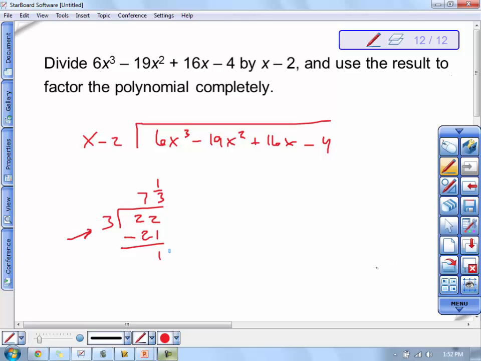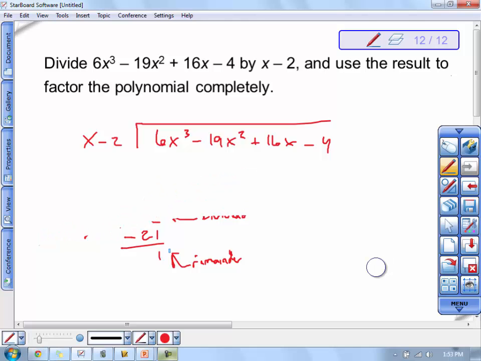So this was what we called the remainder. I'm sorry, this is what we called the divisor. This is what we called the quotient. This is what we call the dividend. And this is the remainder. Okay, it's the same for polynomials. We're going to do the same exact process.